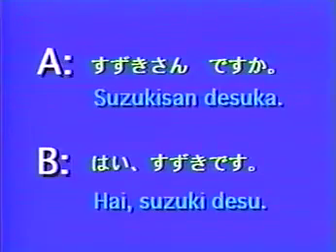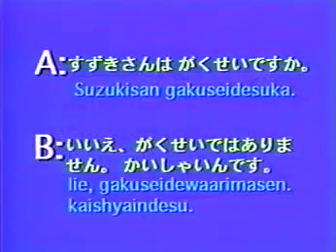Let's practice from the beginning. Let's just practice the model dialogue first. 鈴木さんですか? Everybody. 鈴木さんですか？ はい、鈴木です。 鈴木さんは学生ですか？ いいえ、学生ではありません。 会社員です。 Good.